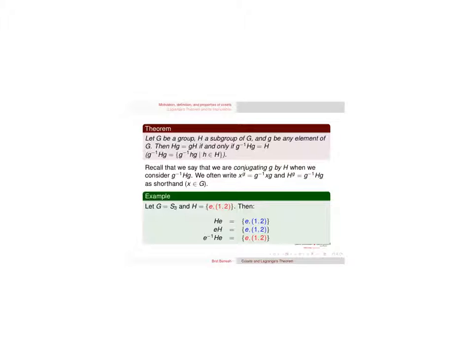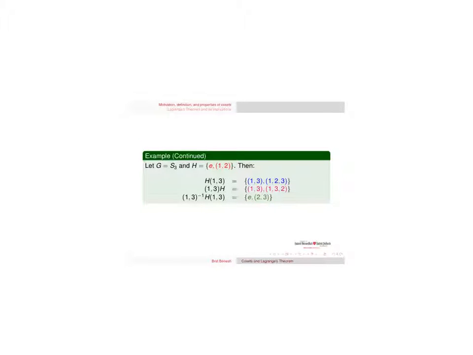And then I can conjugate. I can look at the identity. The identity doesn't change much. And if I conjugate, I'm going to get, that isn't terrible. But here we go. Here's another one. If I look at the right coset of 1, 3, I get that. Left coset of 3, I get that, something different. When I conjugate it, I get something that's different from the original set.